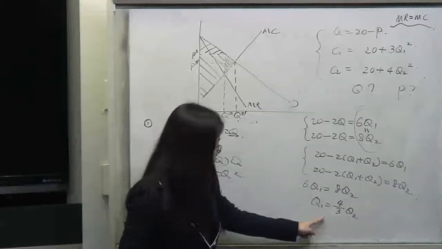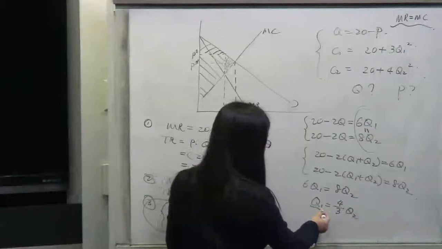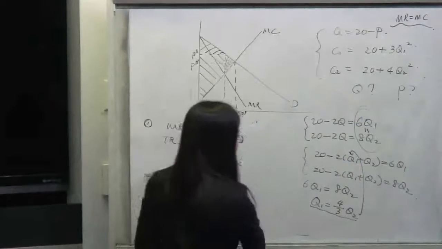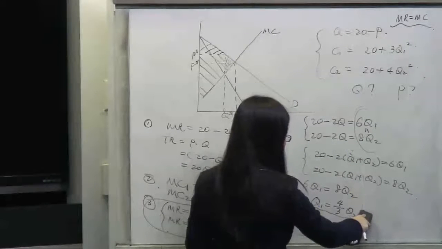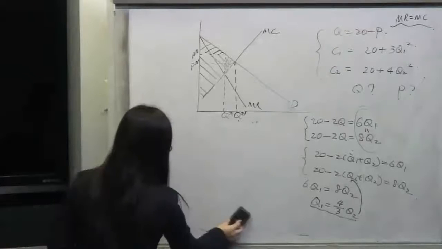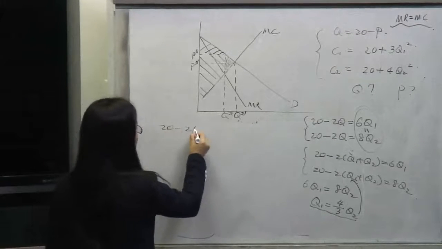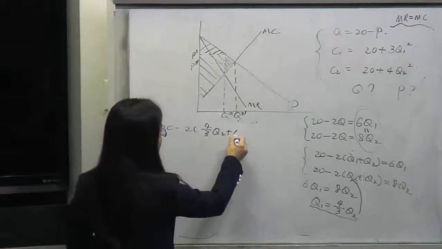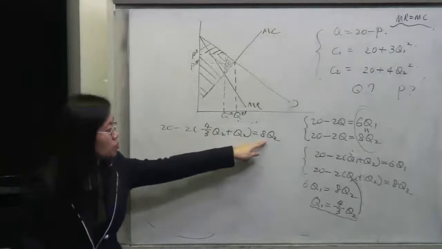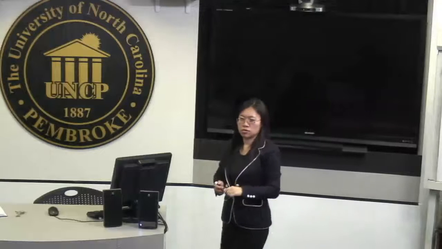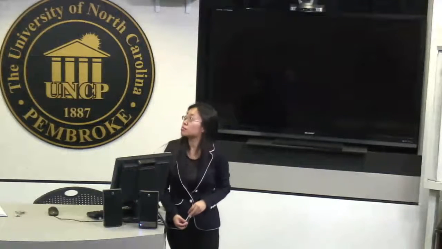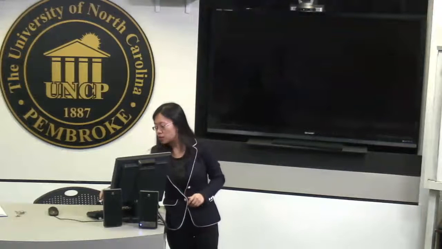After that, I'm going to plug this Q1 equal to 4/3 Q2 back into the second one. Then what we have is 20 minus 2 times (4/3 Q2 plus Q2) is equal to 8Q2. In this equation here, you only have Q2, so you can solve it. You see that? The rest of it is just algebra.